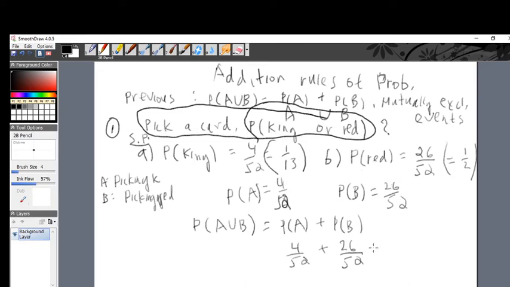You can't count them twice. So we're going to have to subtract something. Here is what we have to subtract: the probability of A and B. What's the probability of it being a red card and a king at the same time? It's 2 out of 52. There are 2 cards that are both red and a king. That is going to be the final answer: 30 minus 2, which is 28 over 52. And when we reduce it, divided by 4, it's going to be 7 over 13 is the final answer.